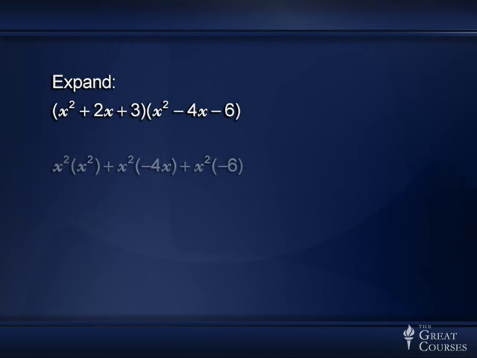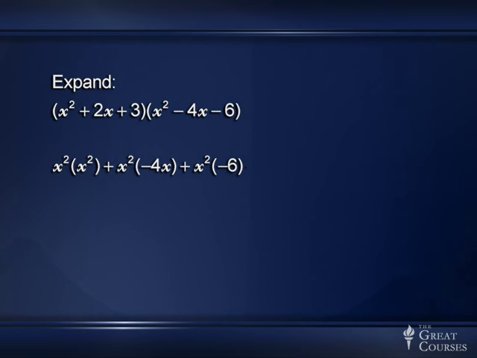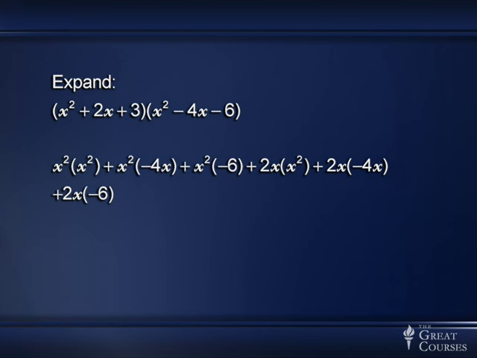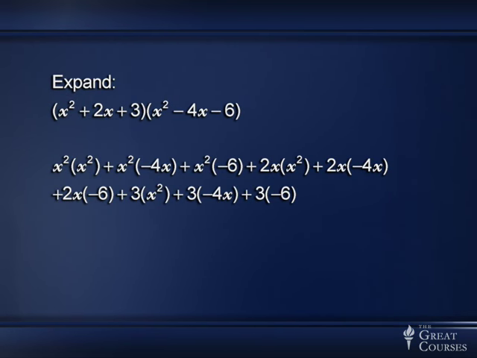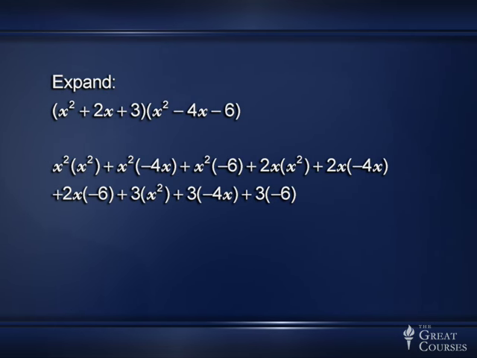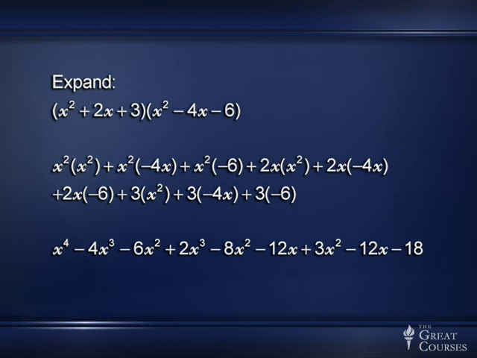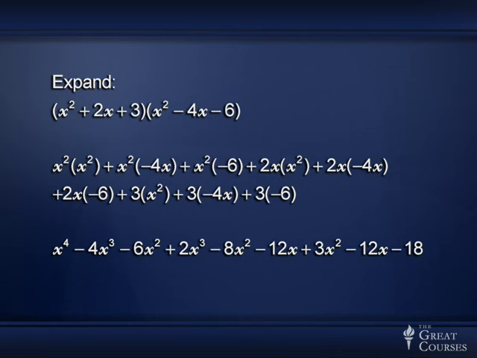So let's do it. I'm going to have x squared times x squared, plus x squared times negative 4x, plus x squared times negative 6, plus 2x times x squared, plus 2x times negative 4x, plus 2x times negative 6, plus 3 times x squared, plus 3 times negative 4x, plus 3 times negative 6. So every term in the one set of parentheses is now multiplied with every term in the other set of parentheses. And that gives me x to the 4th minus 4x cubed minus 6x squared plus 2x cubed minus 8x squared minus 12x plus 3x squared minus 12x minus 18.